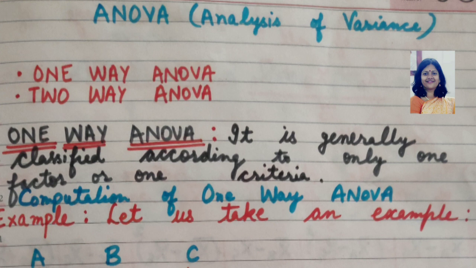Today we discuss ANOVA. ANOVA is of two types: one-way ANOVA and two-way ANOVA. Today we shall study one-way ANOVA with the help of an example.